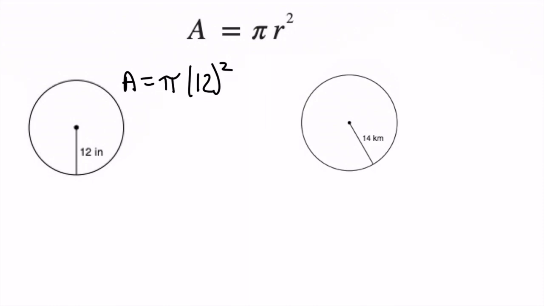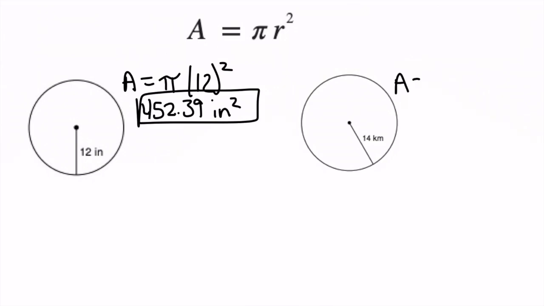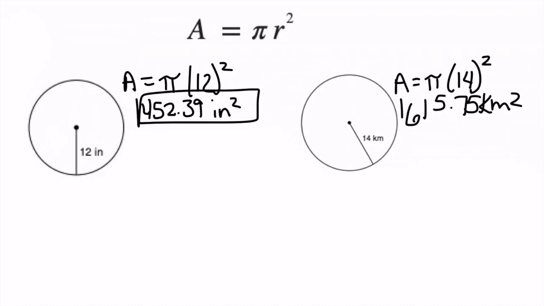Plug that straight into my calculator. I get 452.39 inches squared. Same thing with this one. Area equals pi times our radius of 14 squared, which will give me 615.75 kilometers squared.